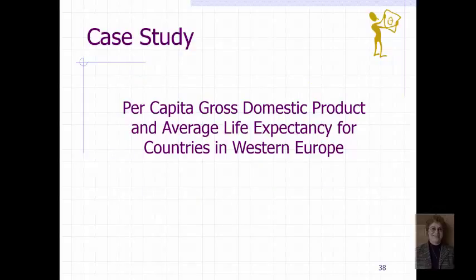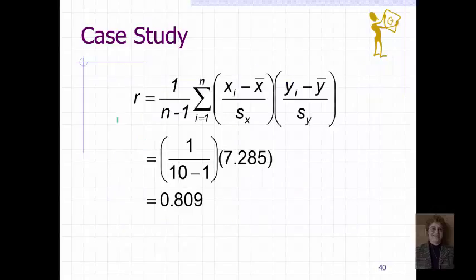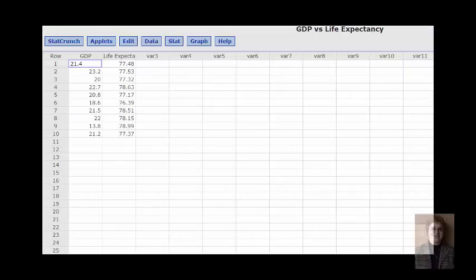Here is another example. This is per capita gross domestic product and average life expectancy for 10 countries in Western Europe. Let's look at this. Here we have our data and our life expectancy. And this is what we would get if we calculated it by hand. That's not going to be something that you're going to want to do. So let's stop and let's do this one using StatCrunch.